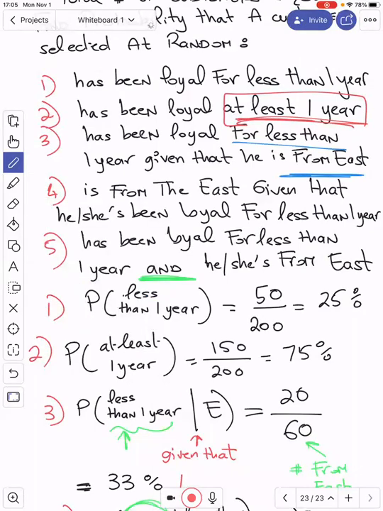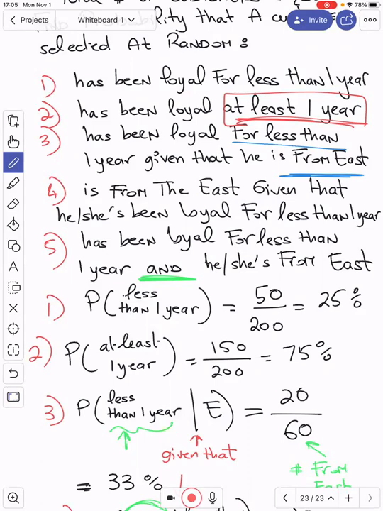Loyal for less than 1 year, and he is from the East. So again, here the customer is just a random customer, right? We don't know if he's from the East or if he has been loyal for less than 1 year, etc. So it's just a random customer. It can be any customer, right? So in total here we have 200 customers, right?